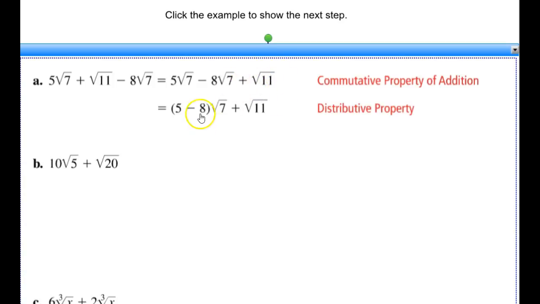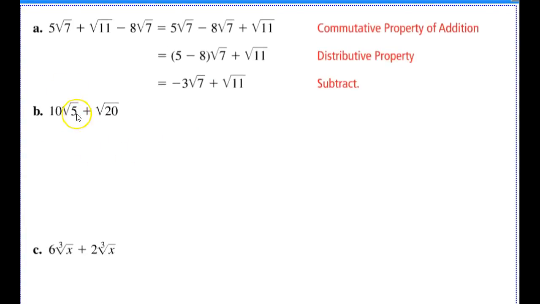They're different things. So if I have 5 apples minus 8 apples, I end up with negative 3 apples plus the square root of 11. These two things are very different, so I can't combine them when I'm adding or subtracting. So now let's look at the second example.